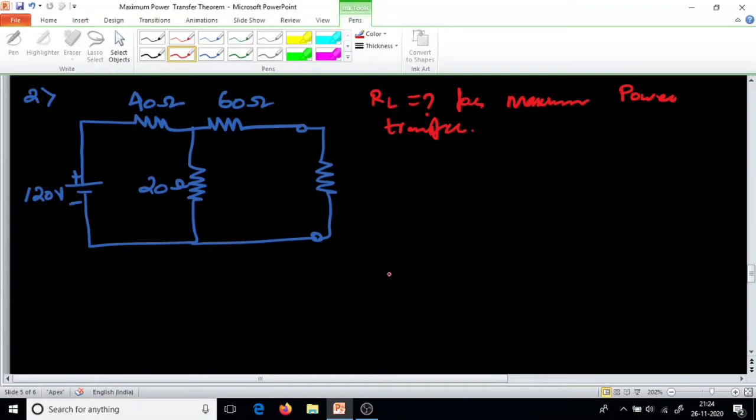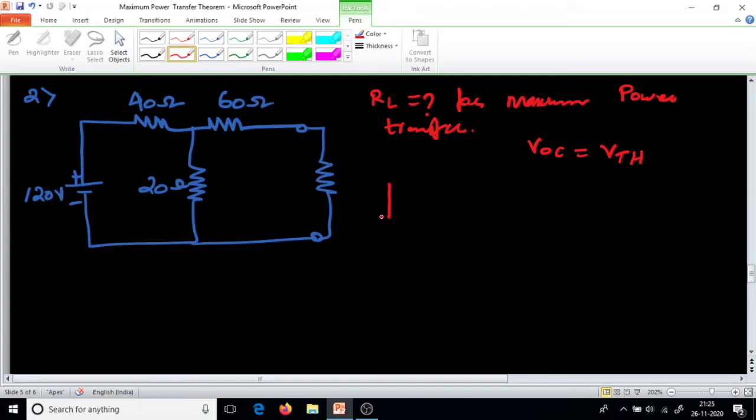Okay, now. So first of all, we have to replace this circuit with the Thevenin circuit. Then we will consider the load. Now if you replace this circuit, first we will find the open circuit voltage. Once you open the load, what is the voltage here? That is equal to the VThevenin voltage.